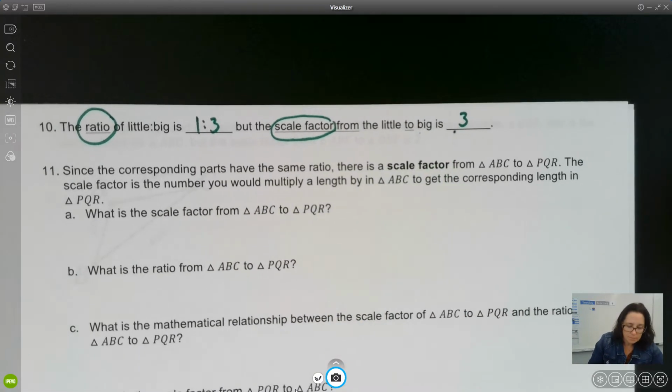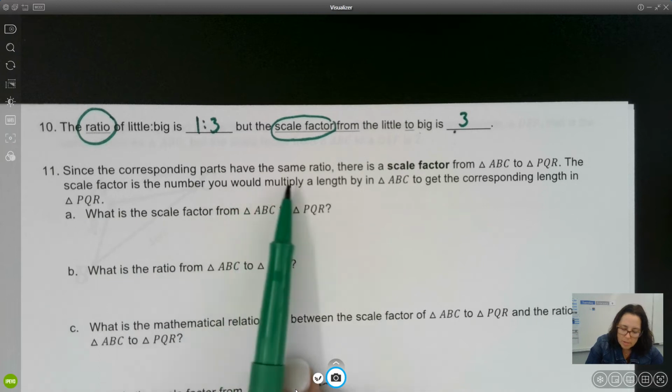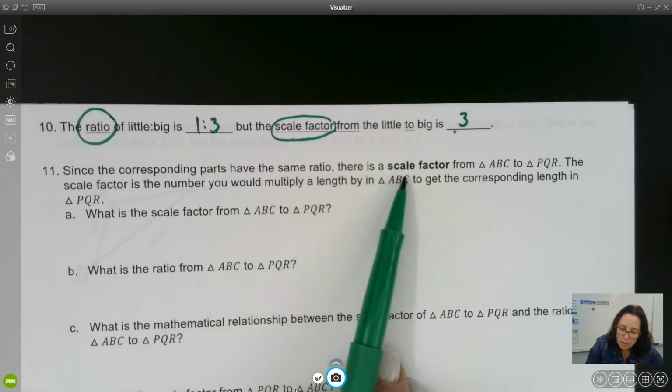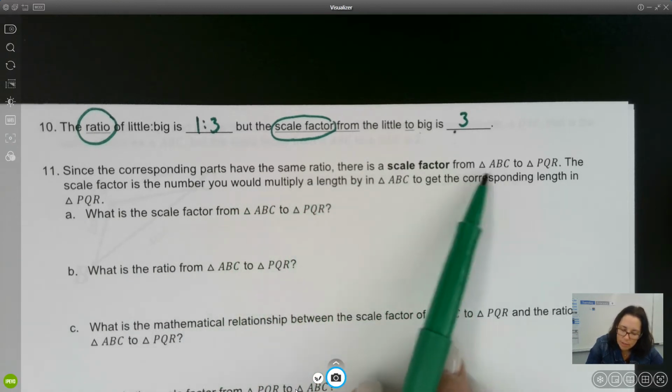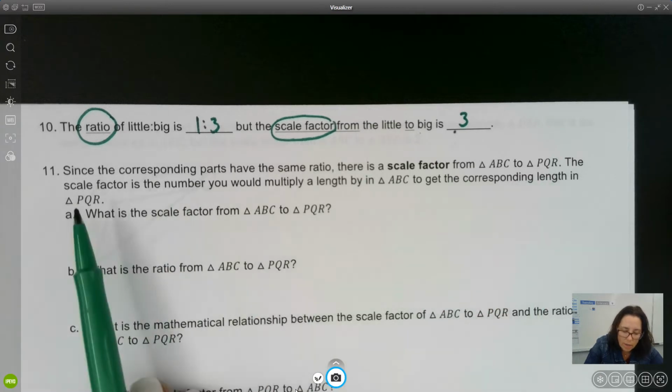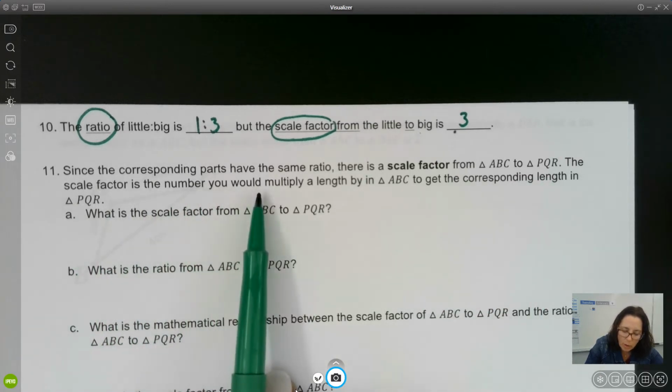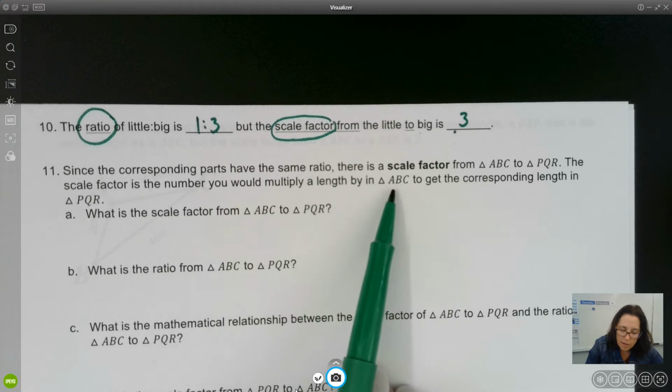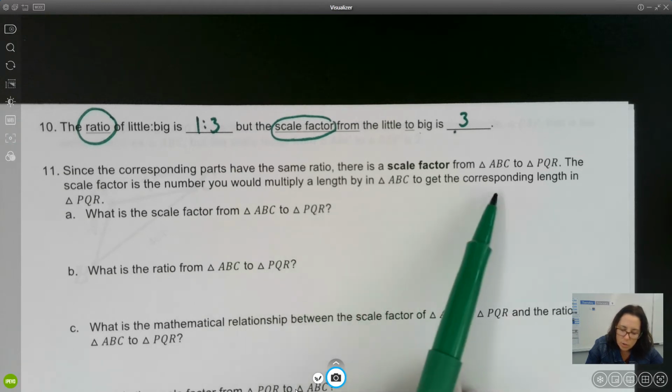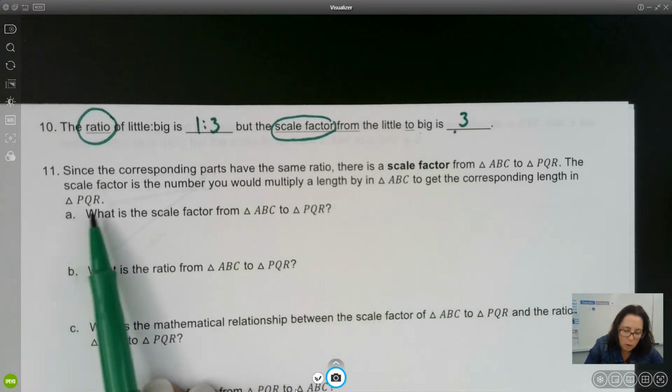All right. Since corresponding parts have the same ratio, there is a scale factor from triangle ABC to triangle PQR. The scale factor is the number you would multiply a length by in triangle ABC to get the corresponding length in the triangle PQR.